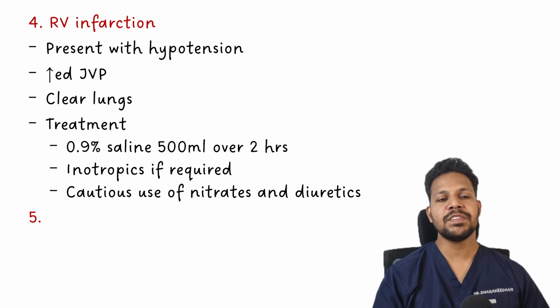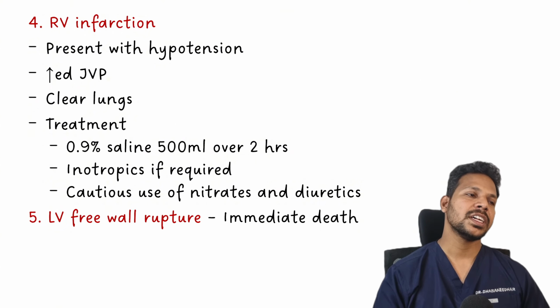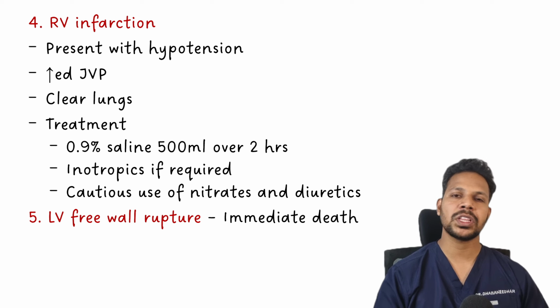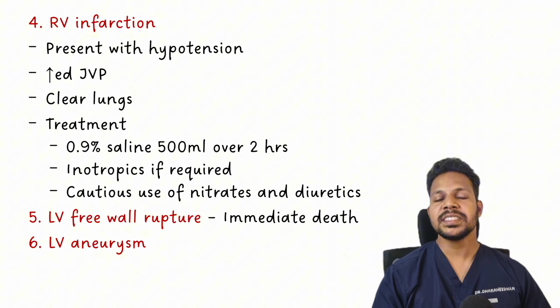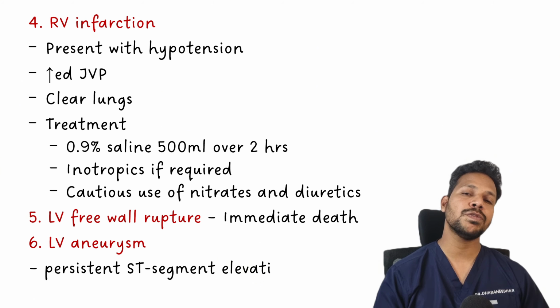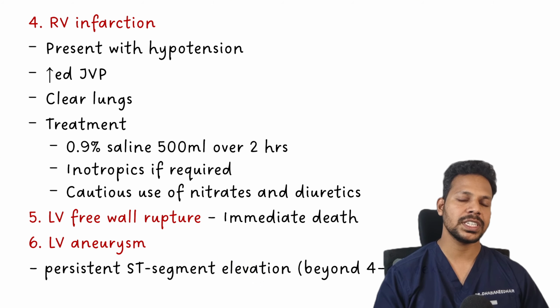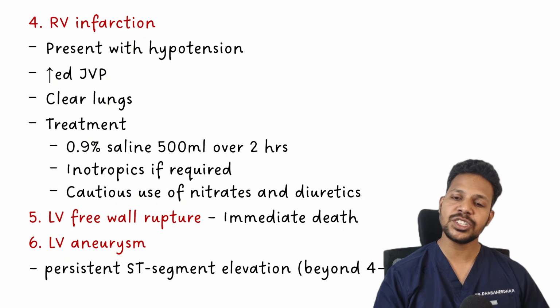The next one is left ventricular free wall rupture. When the LV free wall ruptures, the blood will accumulate in the pericardium or in the thorax and the patient will immediately die. The next one is left ventricular aneurysm. This can be identified by persistent ST elevation beyond 4 to 8 weeks of myocardial infarction. Even after 4 to 8 weeks, if the ECG is still showing persistent ST elevation, then you should suspect left ventricular aneurysm.